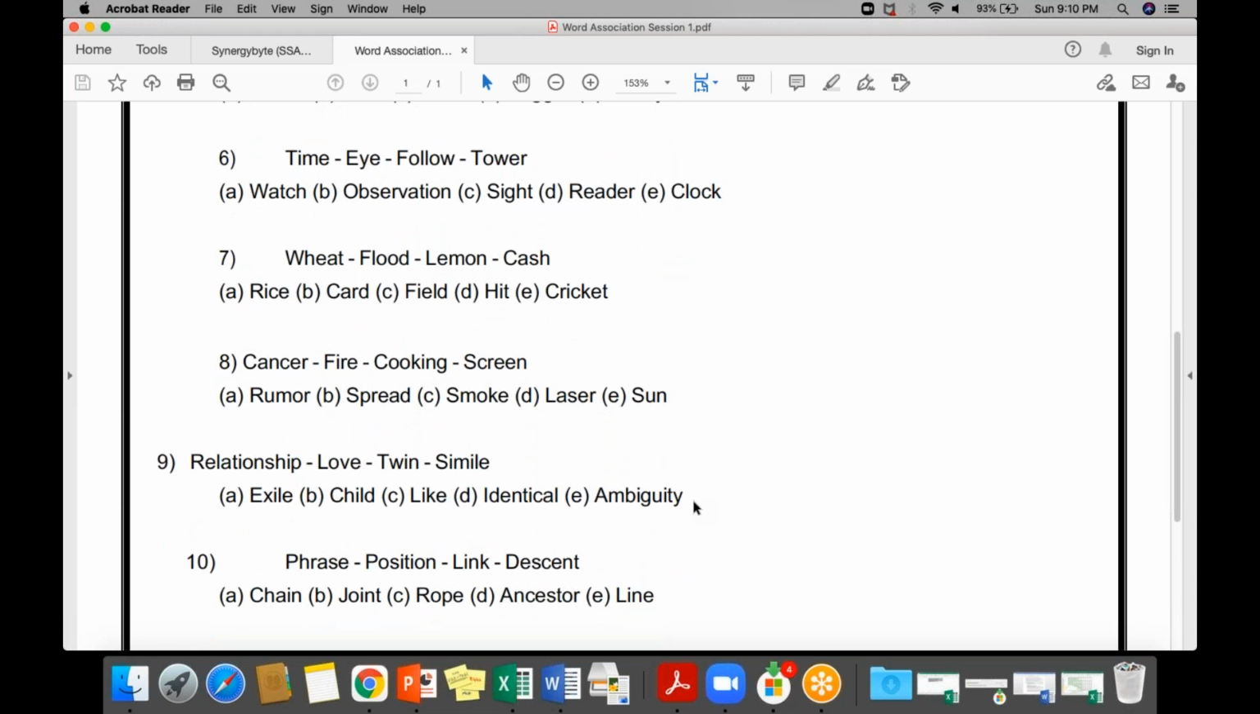Question number 10. Phrase, position, link, and decent will go with which of the 5 words?